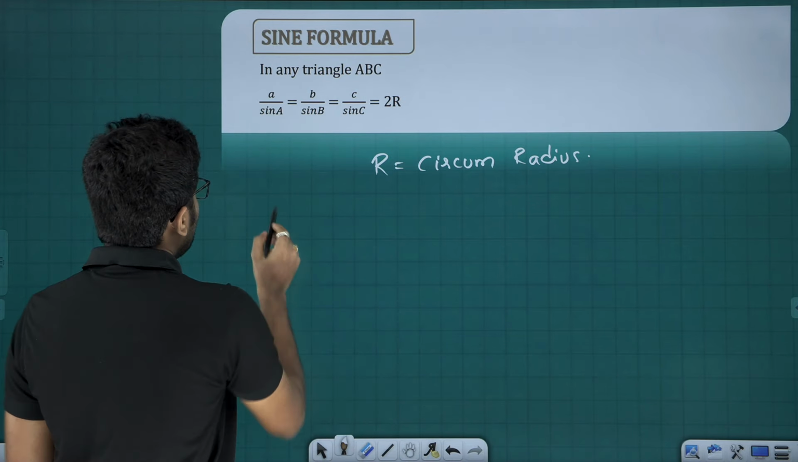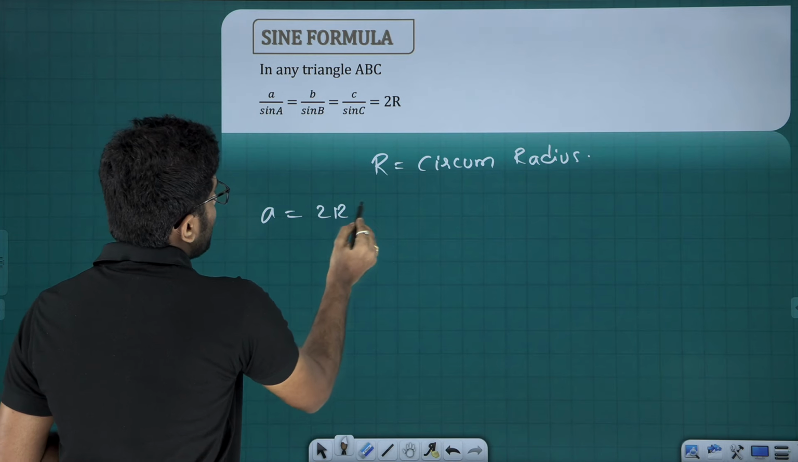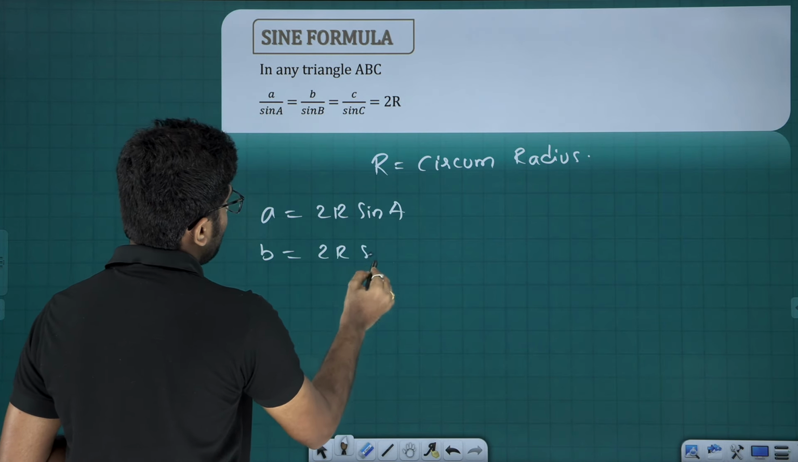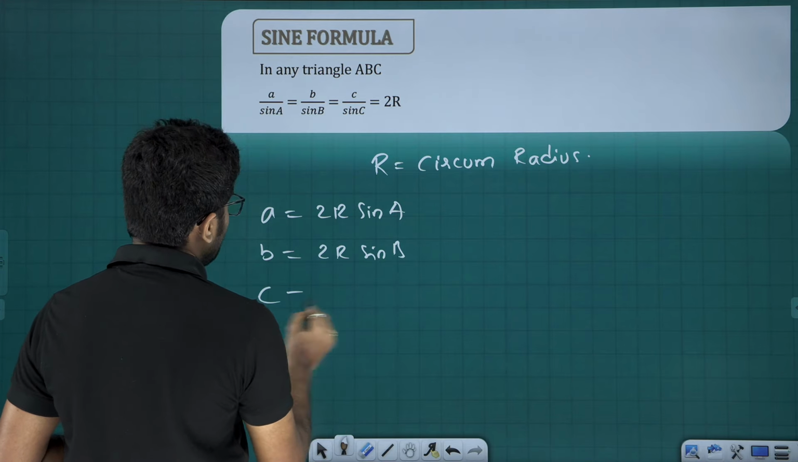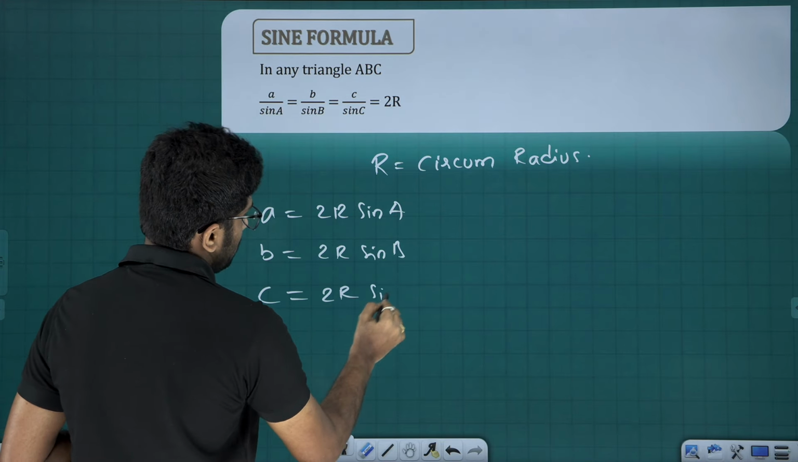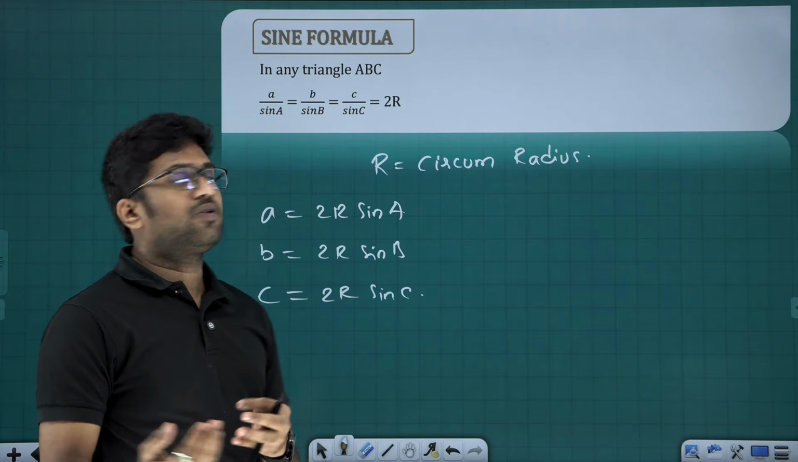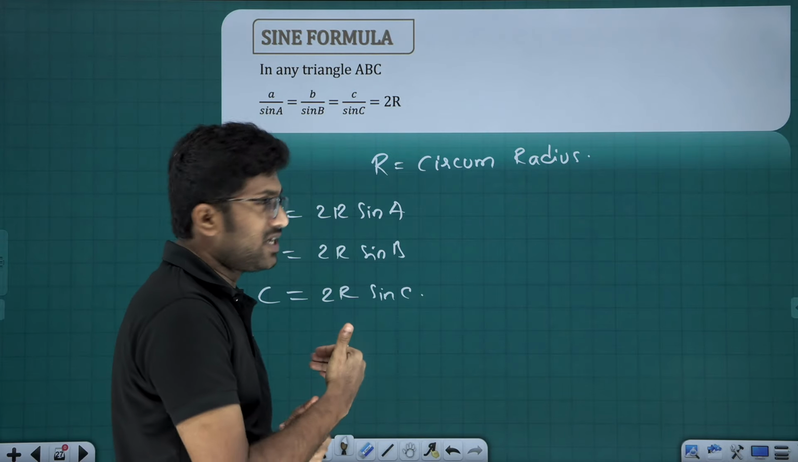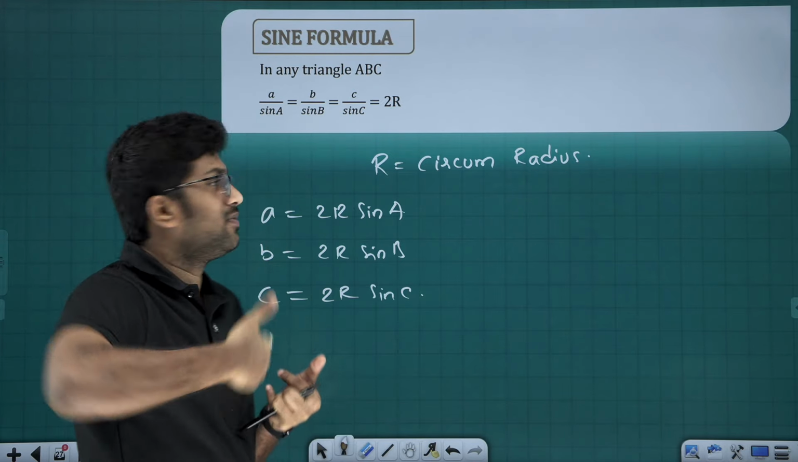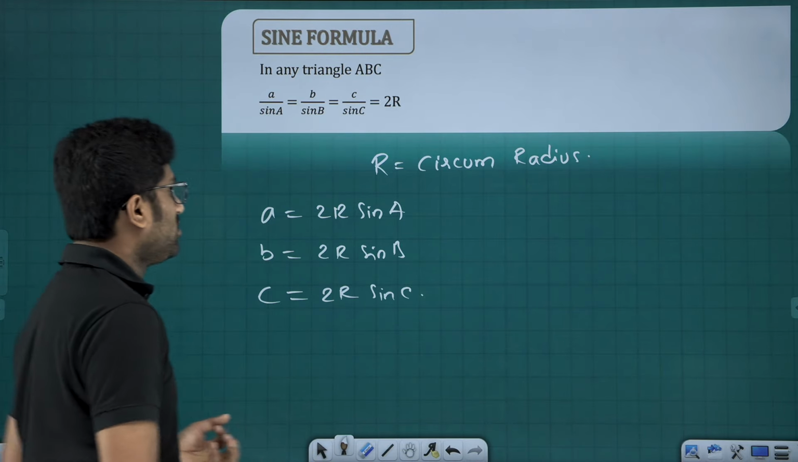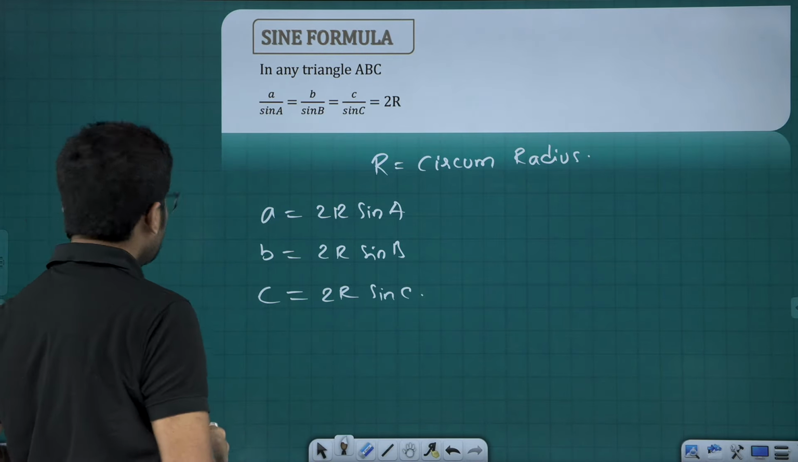So in any triangle, a is equal to 2R sin A, b is equal to 2R sin B, and c is equal to 2R sin C. So that is what we say, a by sin A is equal to b by sin B is equal to c by sin C, or even the reciprocal will also be the same: sin A by a is equal to sin B by b is equal to sin C by c. Majority of the cases we use this formula, friends.